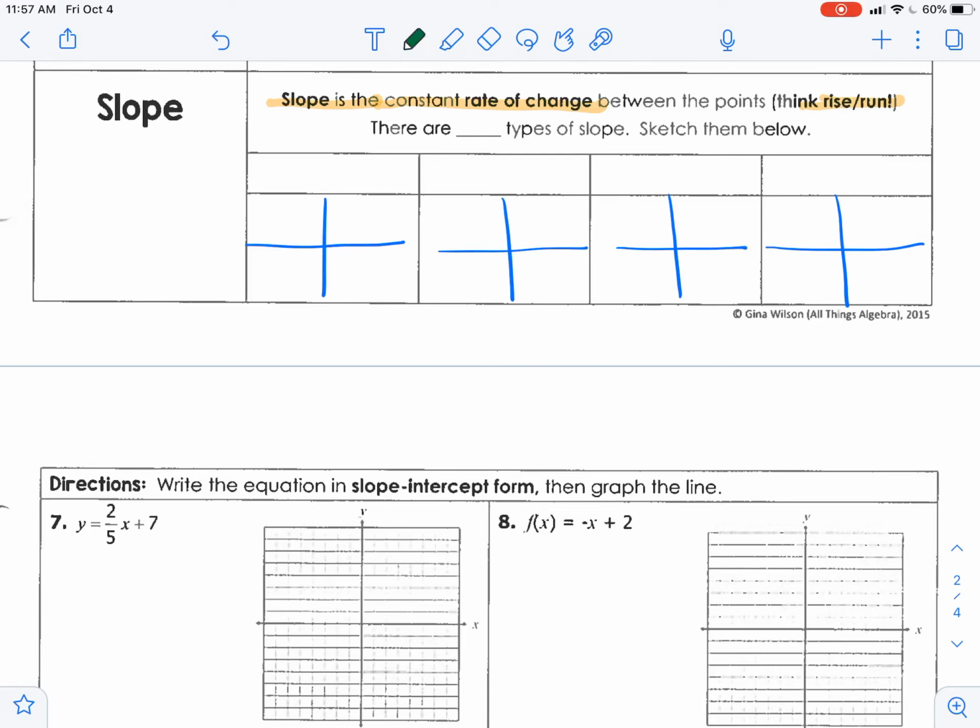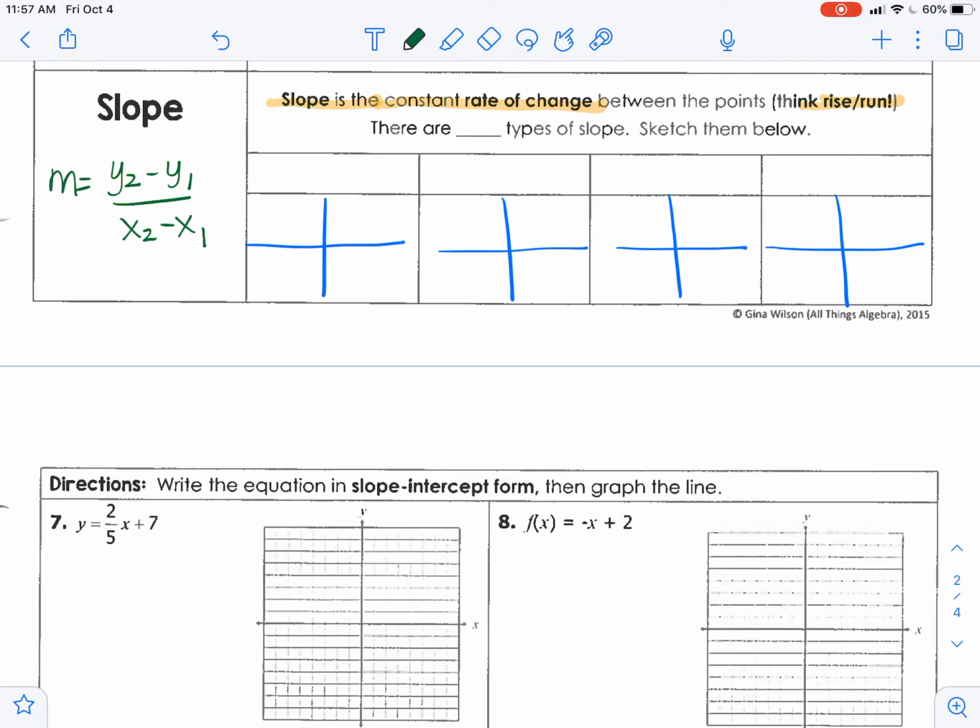The other way that we're going to look at slope is using the formula. And the formula again is y2 minus y1 over x2 minus x1. And you do need that formula memorized if you do not have it.